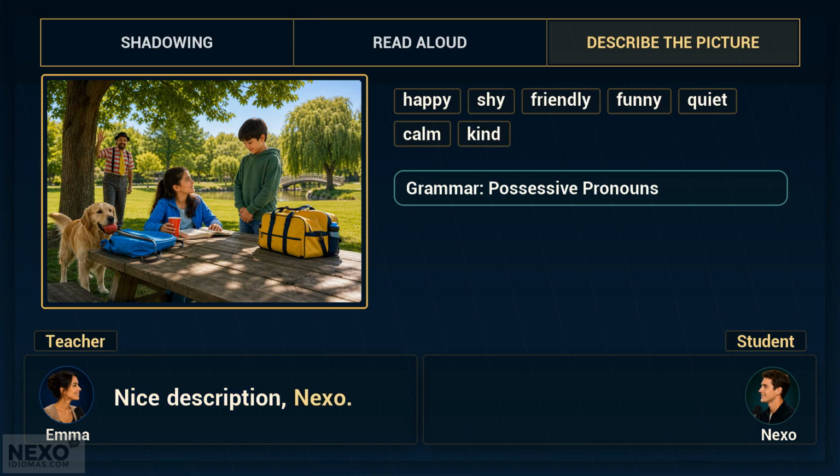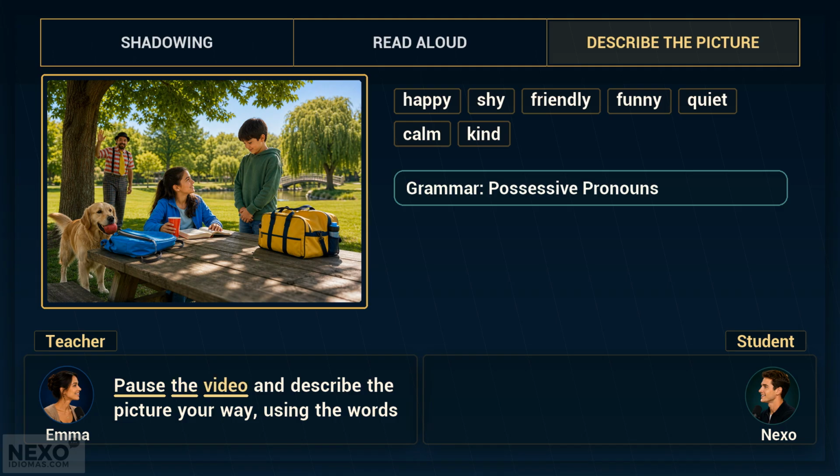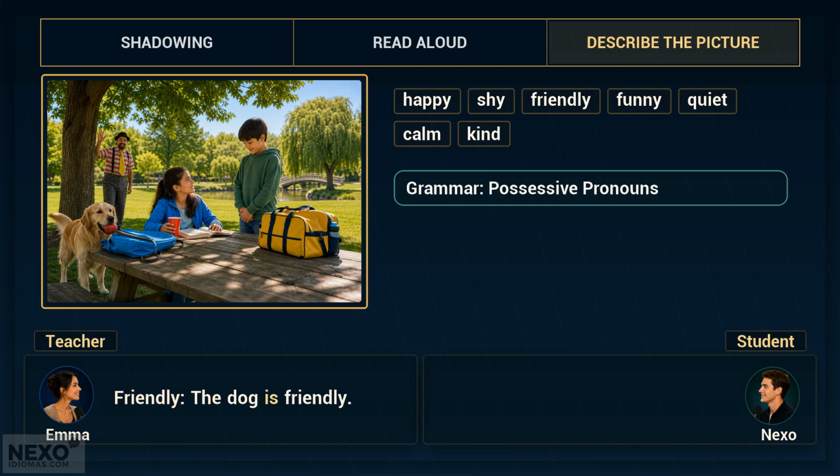Nice description, Nexo. Now, viewer, it is your turn. Use simple sentences. That helps me a lot. Exactly. Pause the video and describe the picture your way, using the words shown. Do not make it complicated. Use short, simple sentences. For example, happy. The girl is happy. Friendly. The dog is friendly. Now it is your turn to pause and speak. Little by little, you will do it better.